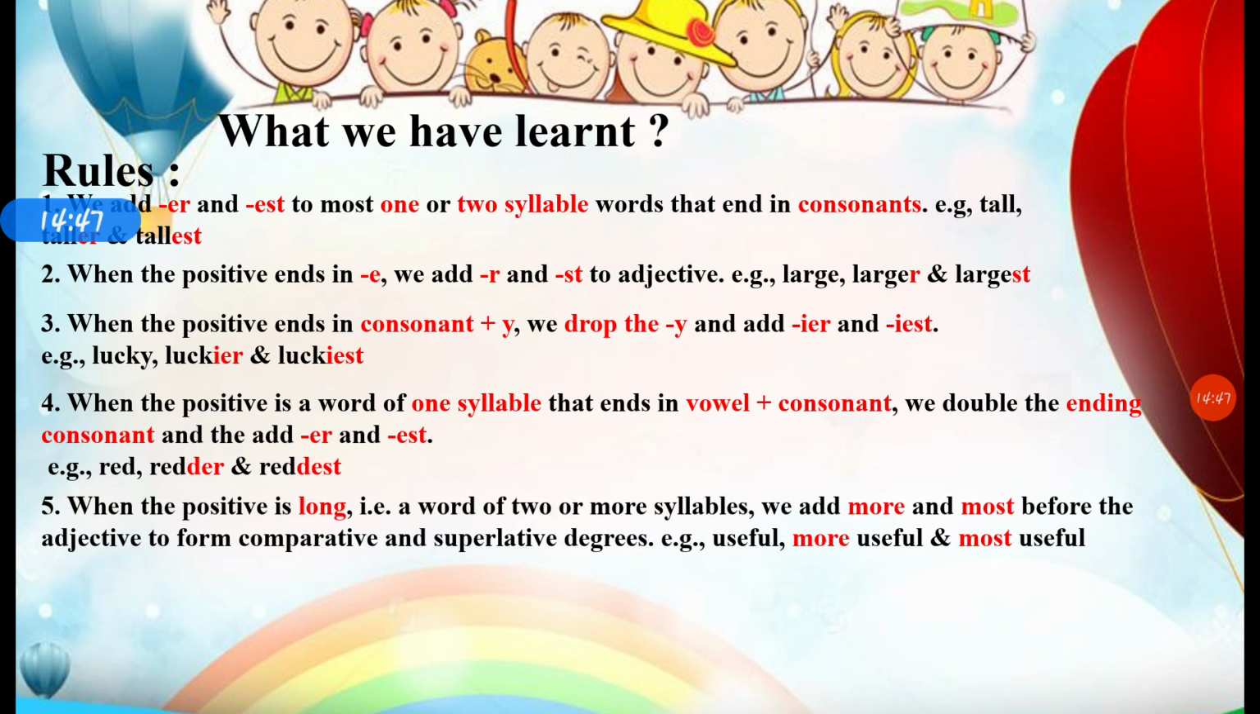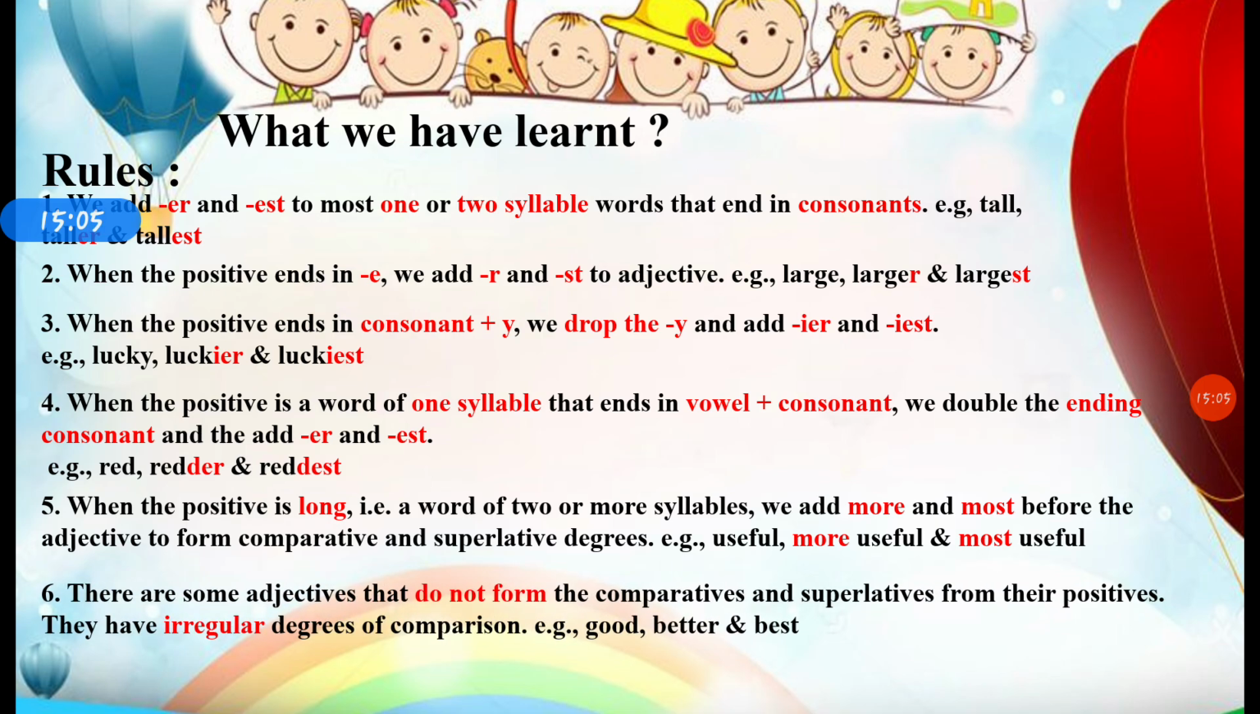When the positive is long, that is a word of two or more syllables, we add more and most before the adjective to form the comparative and superlative degrees. Example: useful, more useful, and most useful. And last, there are three adjectives that do not form the comparatives and superlatives from their positives. They have irregular degree of comparison. Example: good, better, and best.